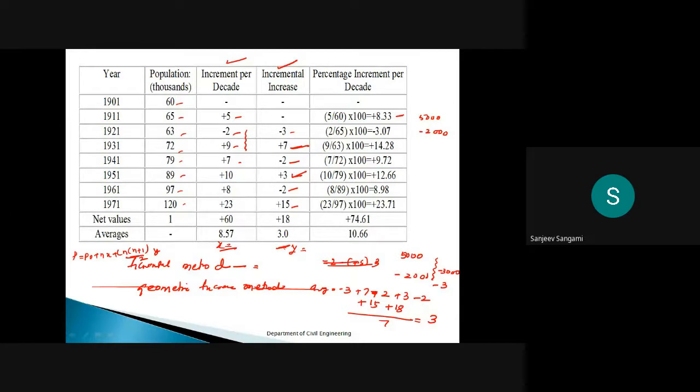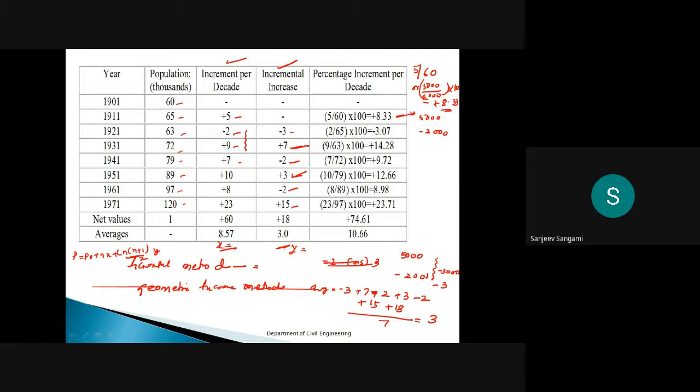Then percentage increase, how do I have to calculate it? When I want to calculate a percentage increase, what I have to do is 5 divided by 60 into 100. So for the first case, it is 5 divided by 60, or 5000 divided by 6000, into 100. Then it will be plus 8.33 for the first case.